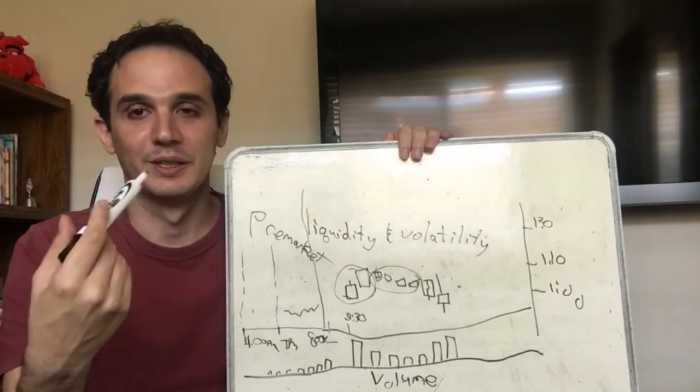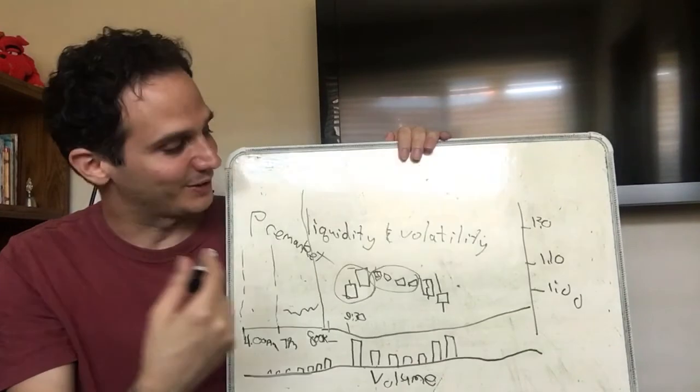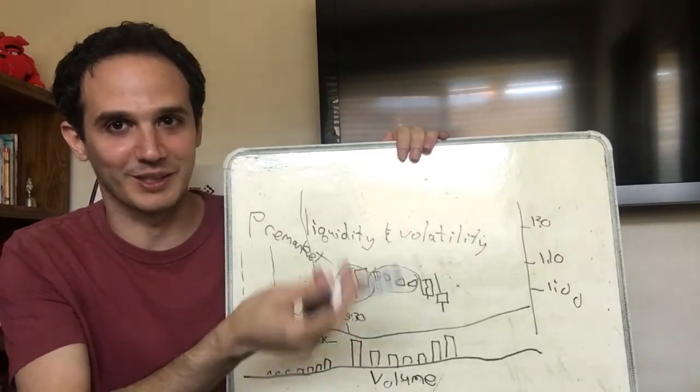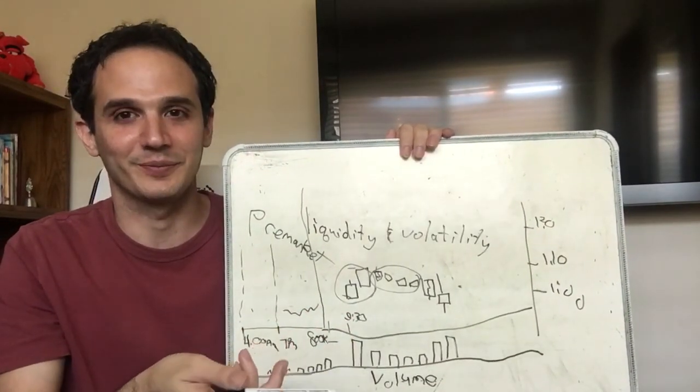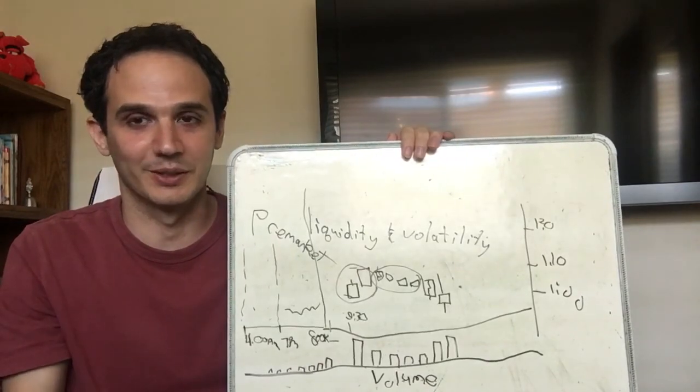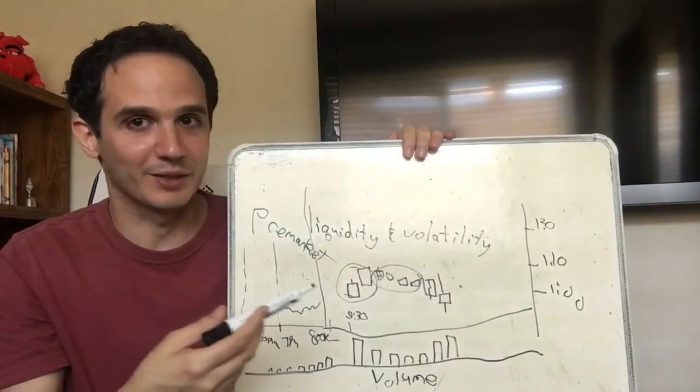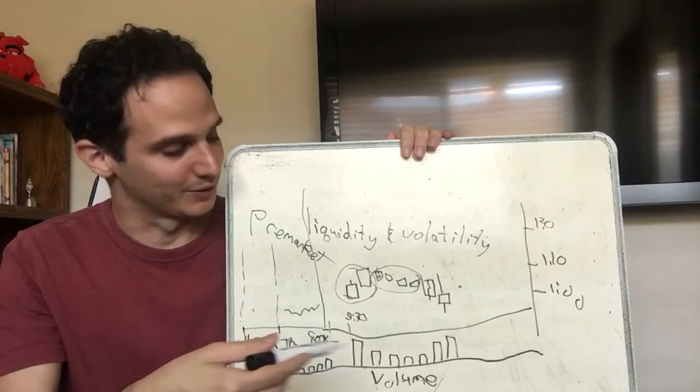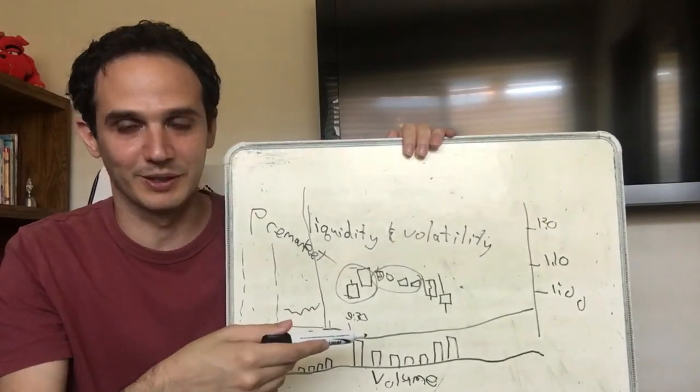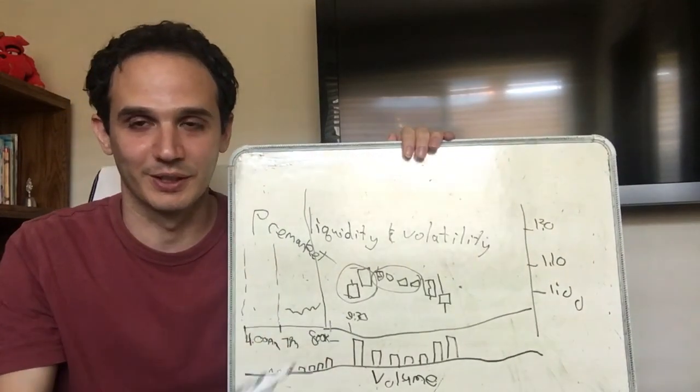Okay, so you should now understand the two things that day traders look for in a stock: liquidity and volatility. You should always look for those two things when you're considering a setup.